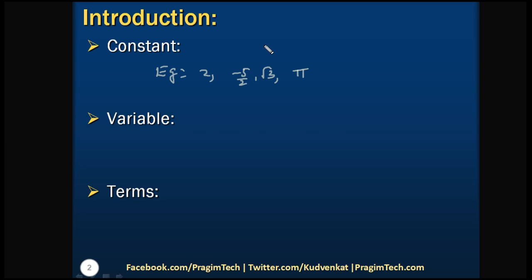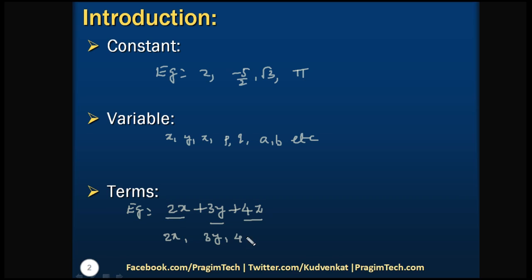Next is a variable. Quantity whose value changes with the situation is known as a variable. Generally, variables are represented with alphabets like X, Y, Z, P, Q, A, B, etc. Next is term. For example, 2x + 3y + 4z. If you observe here, the different words are associated by arithmetic operation addition. So here these words are nothing but terms. So here 2x is a term, 3y is a term and 4z is a term, right?